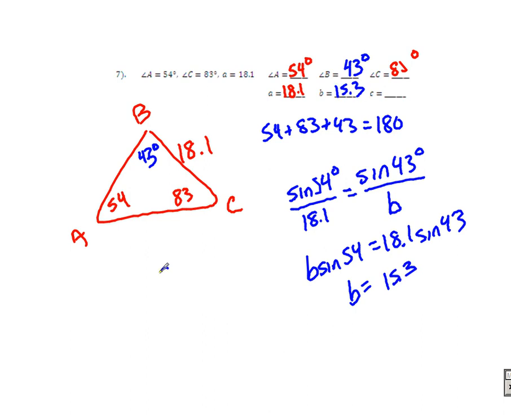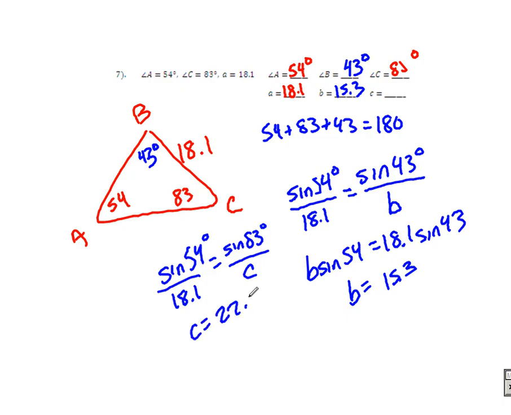And same thing for side c. I'm going to do sine of 54 over 18.1 equals, now we want side c, so sine of 83 degrees over side c. Cross multiply and divide again, c equals 22.2. Just like that. All right, moving forward to number 8.